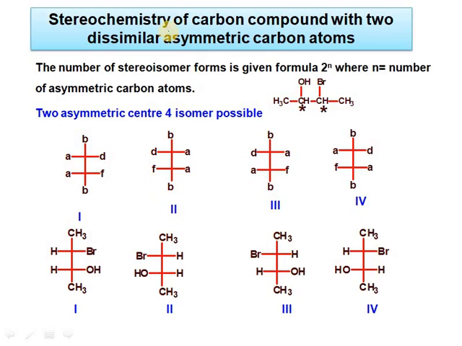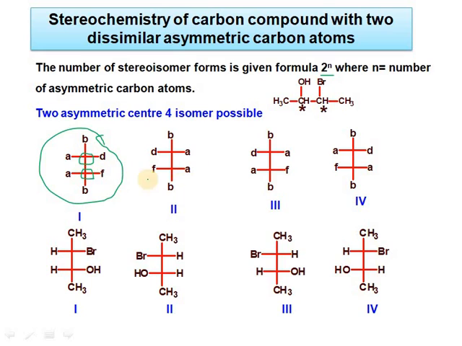Now we discuss the stereochemistry of carbon compounds with two dissimilar asymmetric carbon atoms. The number of stereoisomers formed is given by the formula 2 raised to n, where n is the number of asymmetric or chiral carbons. Now see these structures which show two chiral carbons. This is one, this is the second chiral carbon. So with two chiral carbons, four isomers are possible.